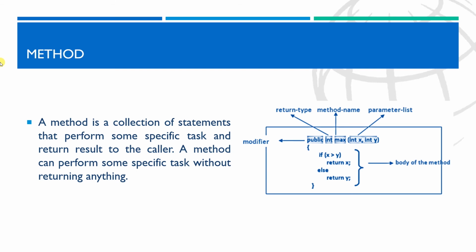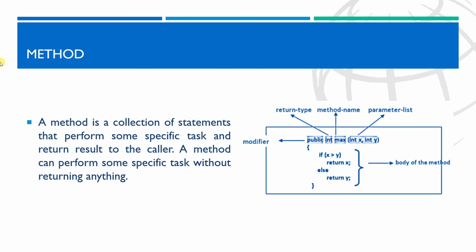And the next component is the return type, the data type of the value returned by the method, or void if it doesn't return a value. If you need to return some data, you need to put the keyword return and next the value. And if you don't return anything in the method, you need to put the keyword void in the declaration of the method.